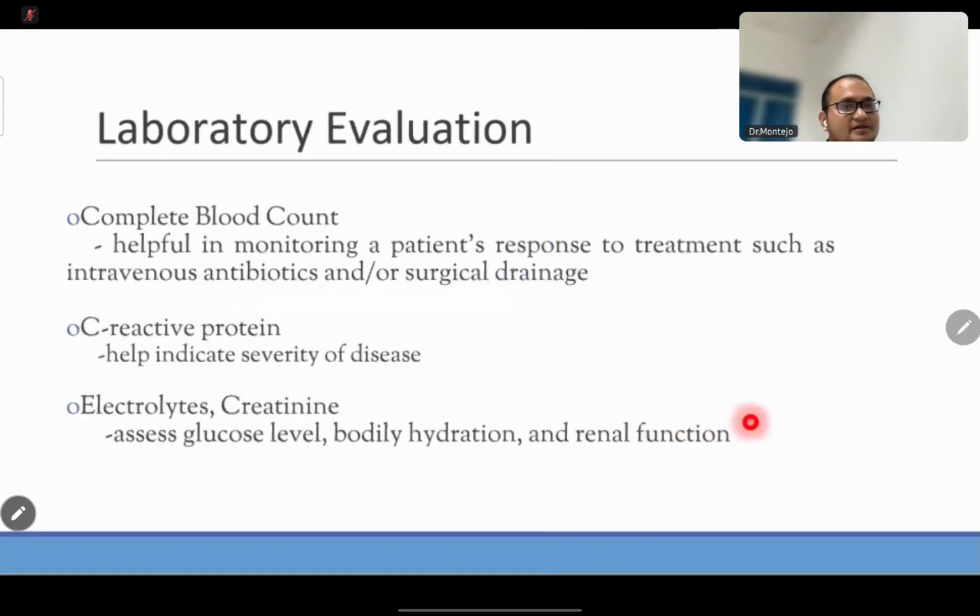Then let's go to the laboratory evaluation. Always do basic labs for infection: CBC, C-reactive protein, and also other labs, electrolytes, creatinine, glucose level. Actually, your complete blood count and C-reactive protein can be used to monitor the progression of your deep neck infection.